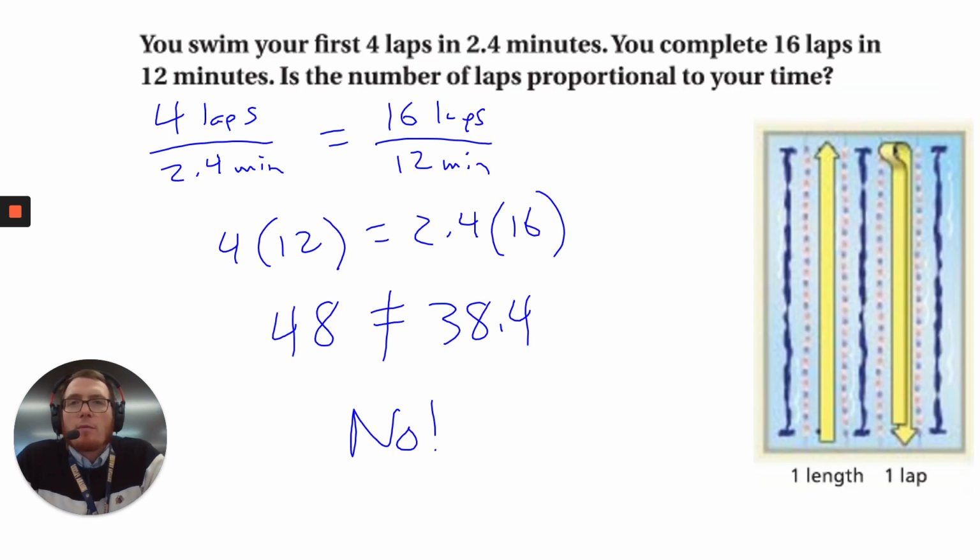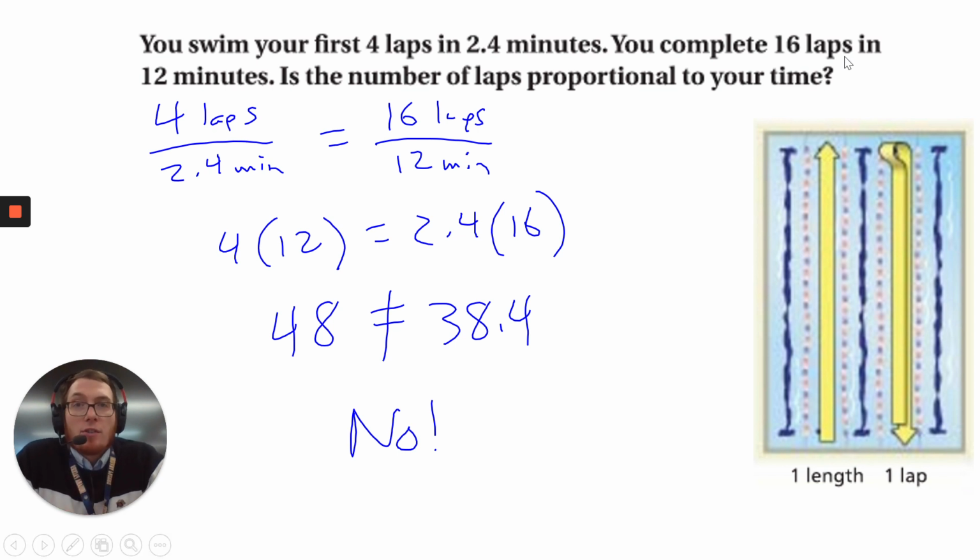The next one, you swim 4 laps in 2.4 minutes, 16 laps in 12 minutes. Is the number of laps proportional to your time? So if you're doing any long distance, running or swimming or things like that, a lot of times you're looking for consistency. You want to run consistent miles or swim consistent laps. And so the question is, are these proportional or consistent?